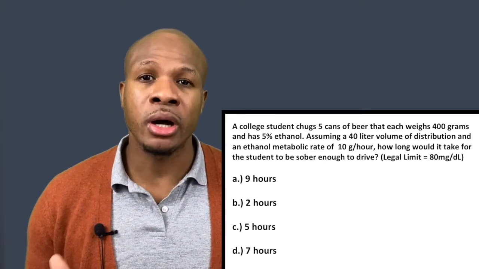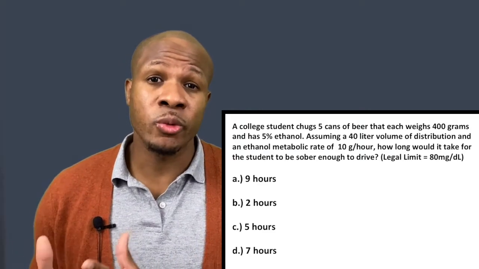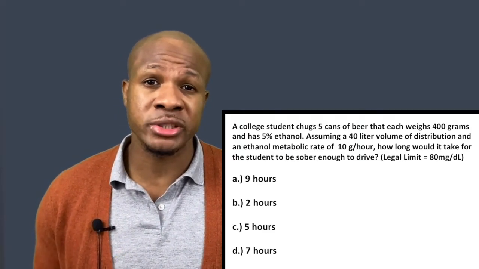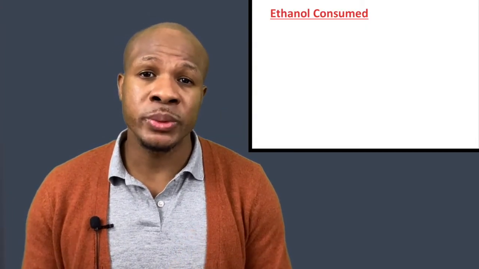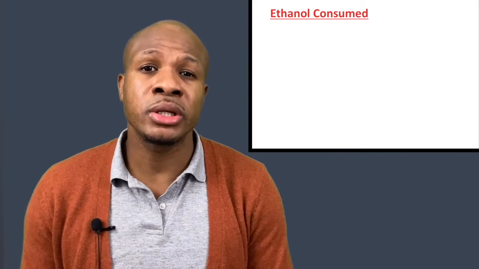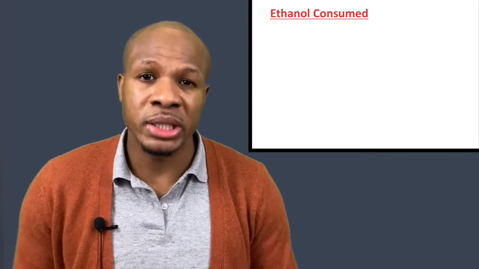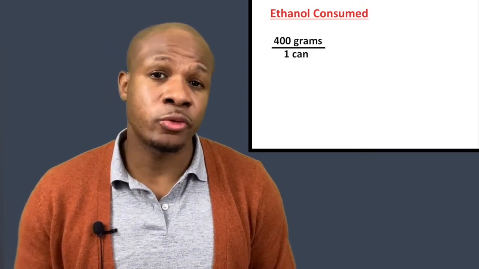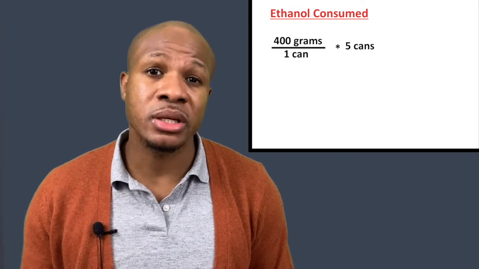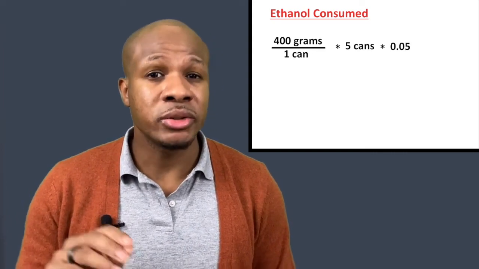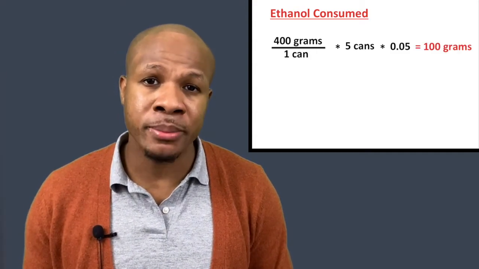Okay, we're dealing with alcohol, ethanol. We have someone who consumed a large amount of ethanol, and we want to know how long it would take before this person becomes sober. Well, the first thing we should do is take a look at the effect of consuming these 5 cans of beer. So when this student consumed 5 cans of beer, how much ethanol did the student consume? Well, let's figure that out. Each can of beer is 400 grams, so that's 400 times 5, and each of these grams consists of 5% ethanol, so we multiply by 5%, and when we multiply by 5%, we get 100 grams of ethanol.